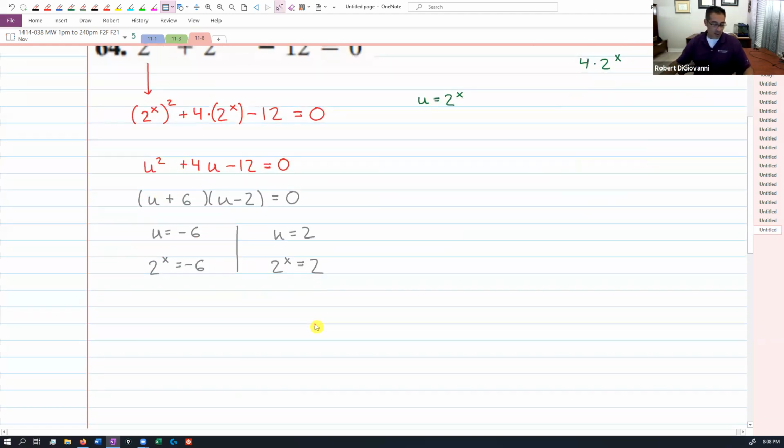And now I'm going to rewrite those using the log. So this is log base 2, this is x. Do the loop. Negative 6 there. Oh, this is no solution. I can't do that. I can't plug a negative into that log. So there's no solution here.